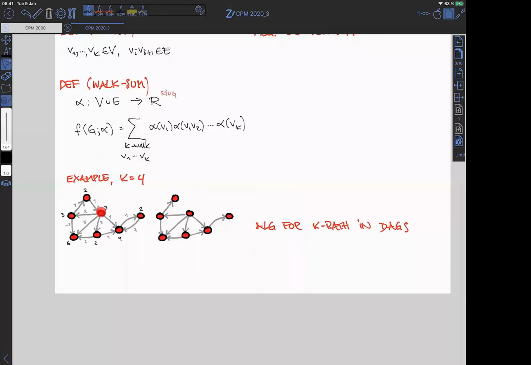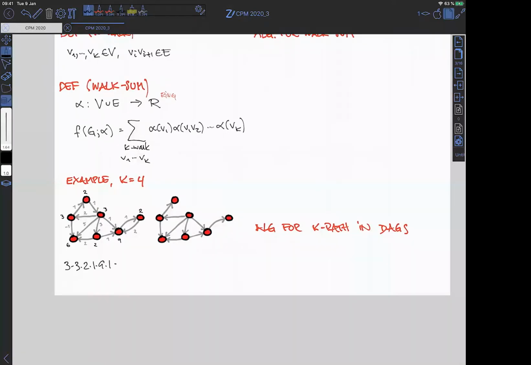So let's take the first one. That would be 3 times 3 times 2 times 1 times 9 times 1. So that's one of the terms in the walk sum. The second walk I pointed out was 3 times 1 times 9 times 1 times 2, and so on. And the third term, corresponding to the small directed triangle in the top part of the graph, would be 3, 2, 3, 1, 2, 1, 3, and so on. There may be many more of these. In total, there could be n choose k many terms. So this is an exponential sized object, the walk sum.